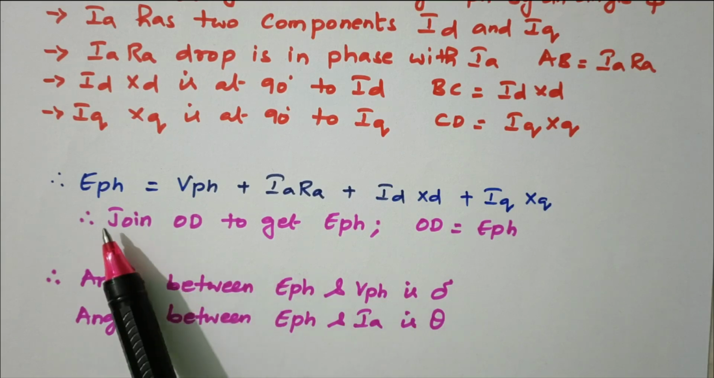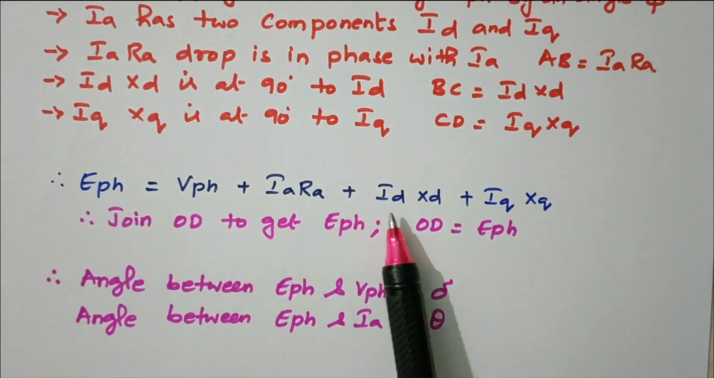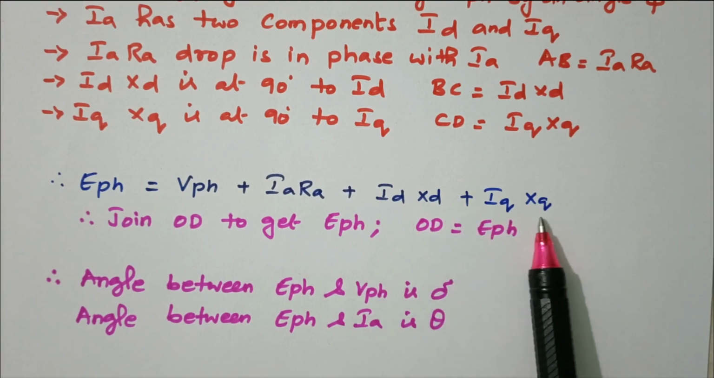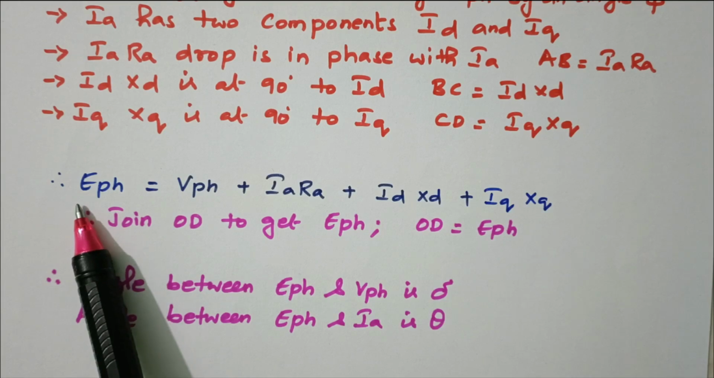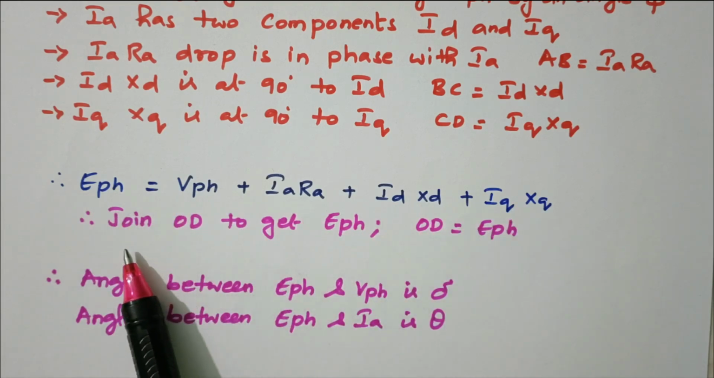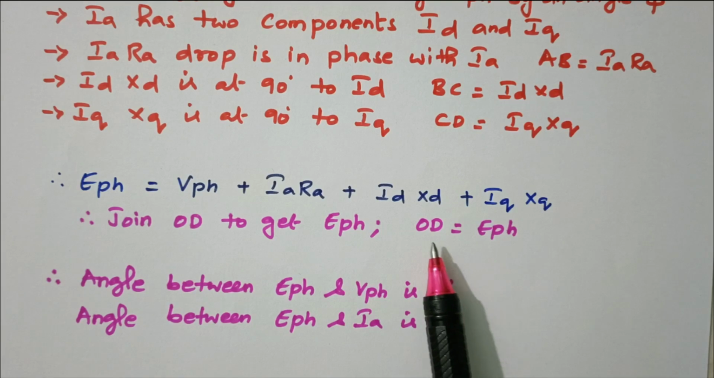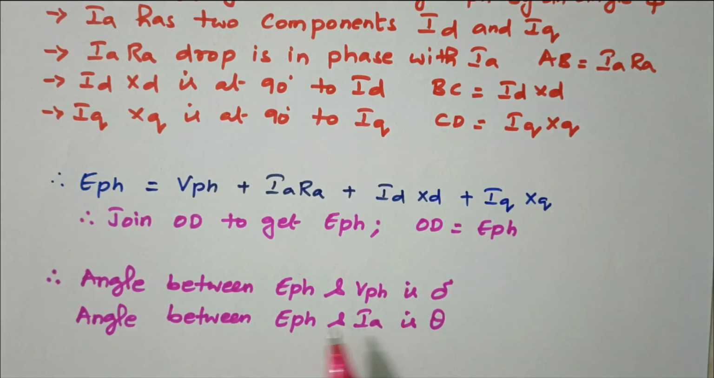So from this, E phase equals V phase plus Ia Ra plus Id Xd plus Iq Xq. From the diagram, E phase is the vector sum of these components. Therefore join OD to get the E phase, that is OD equals E phase. The angle between E phase and V phase is delta. The angle between E phase and Ia is theta.